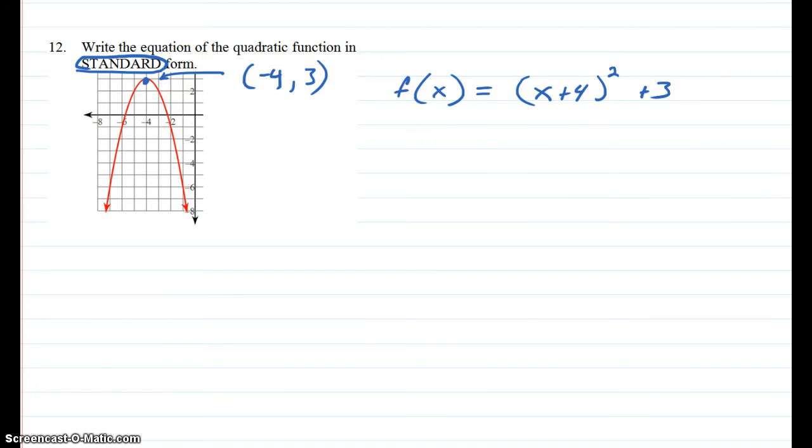Now, the one thing you really need to be careful of is this graph is opening down, so you've got to make sure you come back over here and put a minus. That negative makes the graph go down. So now we need to expand that, x plus 4 squared. If you remember the shortcut, great. We square the first term, we multiply x times 4 to get 4x, and we double it and get 8x. And then we square the last term.